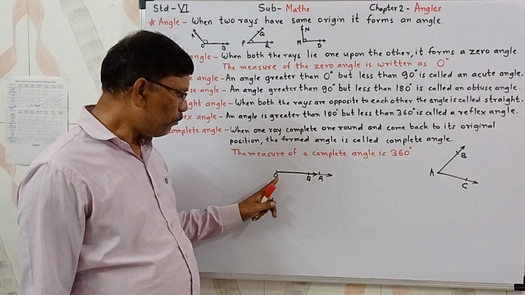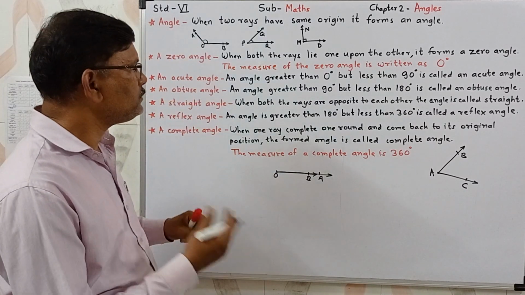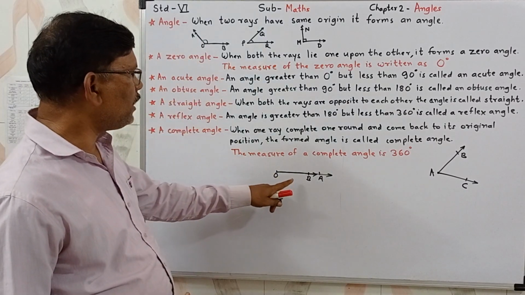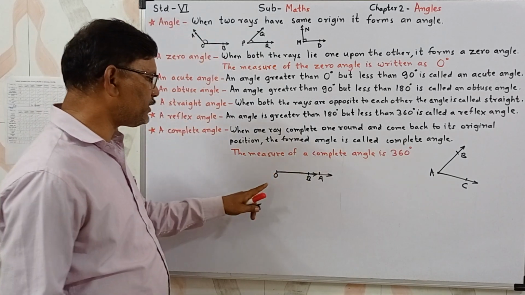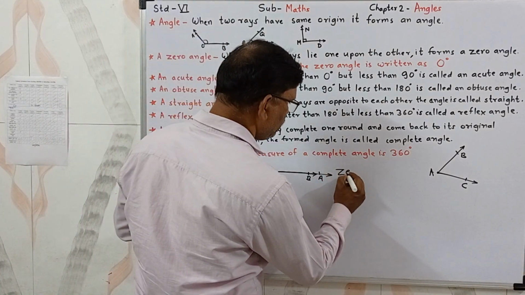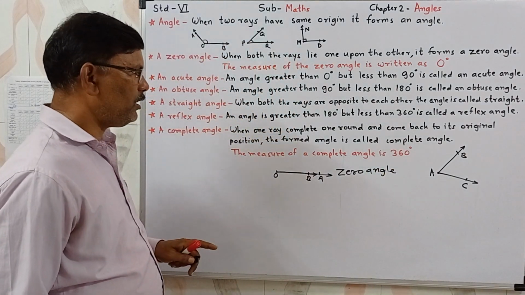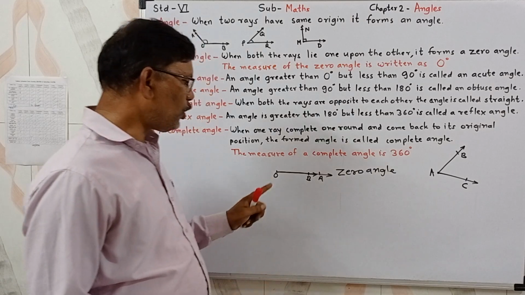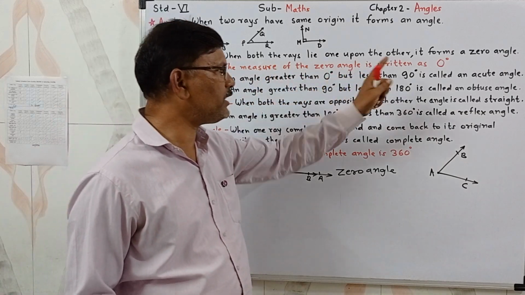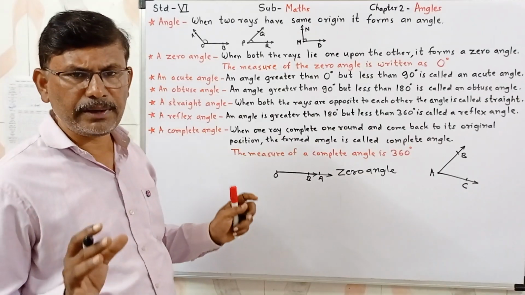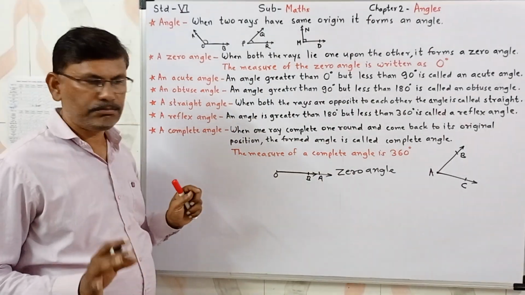But both the rays lie one upon the other, so it is called a zero angle. The measure of the zero angle is written as 0. Its measurement is 0. Understood? You know the zero angle.